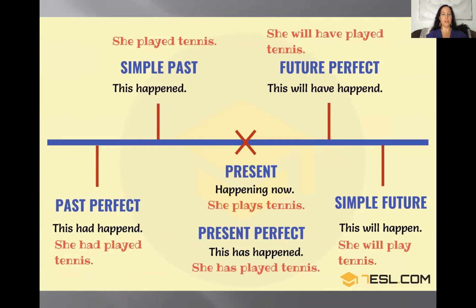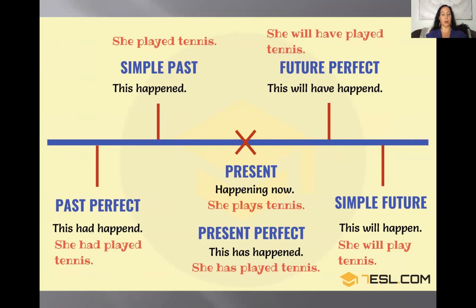Now I want to go over this in a little bit more detail before we have our challenge quiz. Think of this as your timeline or your clock. Here, X marks the spot. This is your present tense, the middle. It's happening now. She plays tennis. You have your pronoun she, and then plays is happening now.